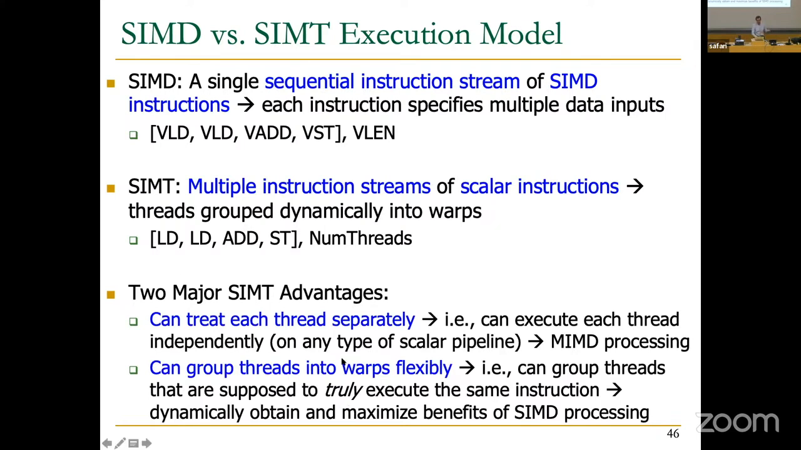So, okay, the two major advantages are, first, you can treat each thread separately. In other words, you can execute each thread independently on any type of scalar pipeline. You can do actually multiple instruction, multiple data processing. You can have a multiprocessor, and GPUs exploit that also. And you can also group threads into warps flexibly, meaning you can group threads that are supposed to truly execute the same instruction. You can dynamically obtain and maximize benefits of SIMD processing.